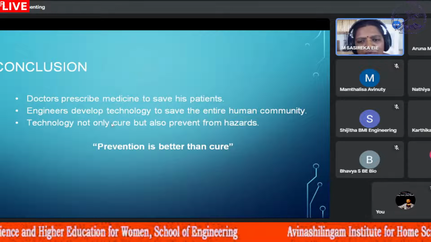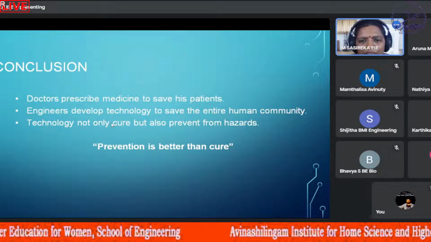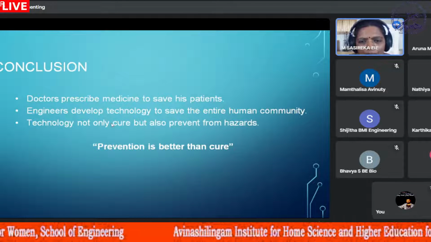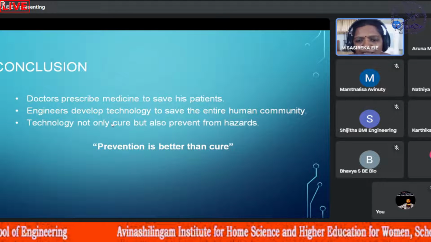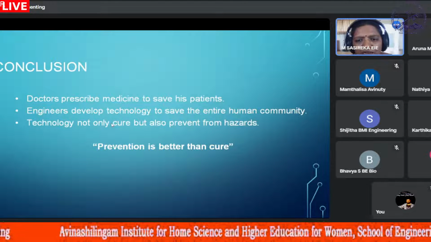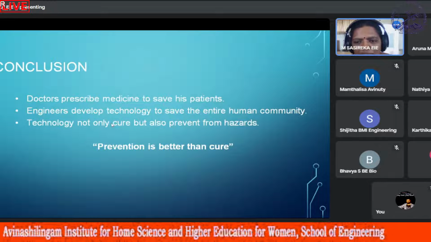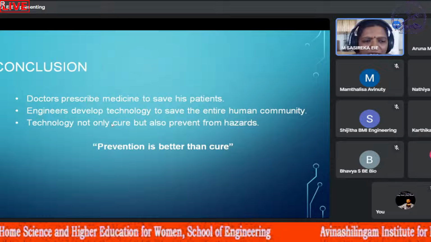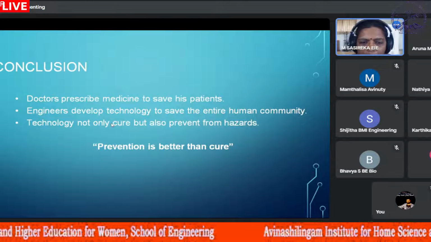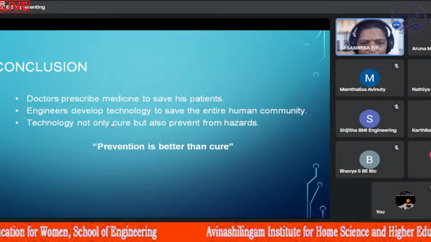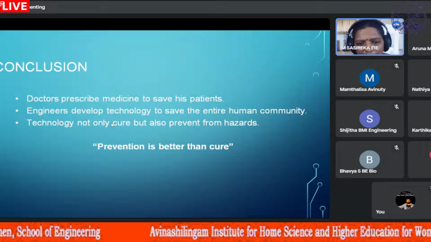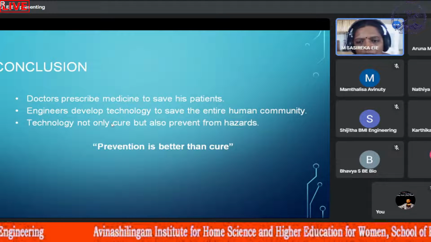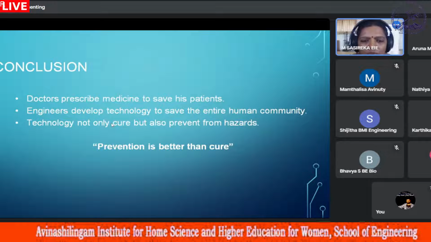So with that, the entire human community, all the people working in a particular area, will be benefited. They will not have that disease. They will be prevented from these hazards. So that is the point. Technology not only cures but also prevents from hazards. So it will avoid the situation.